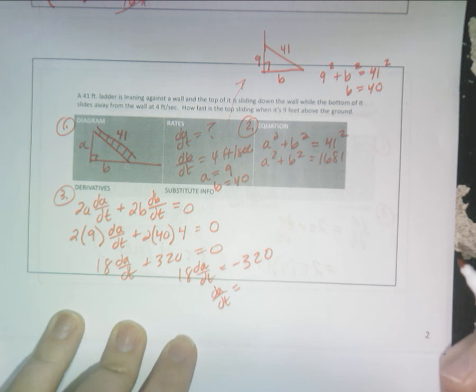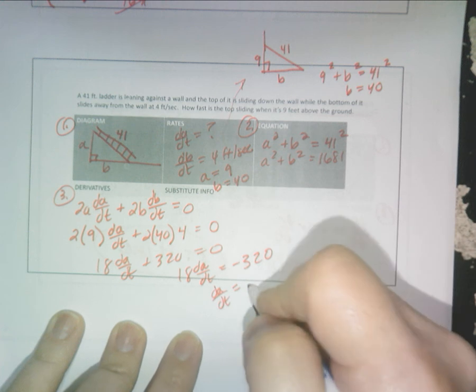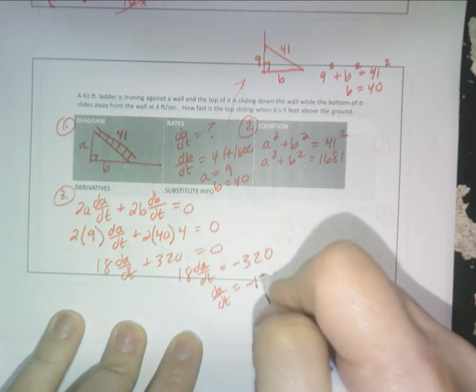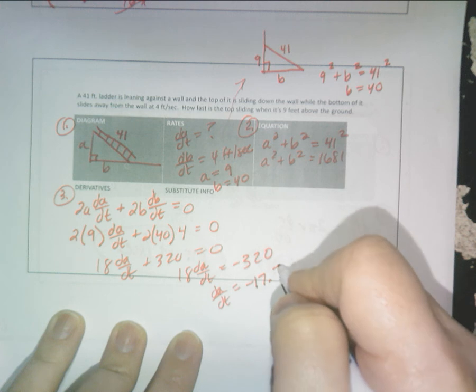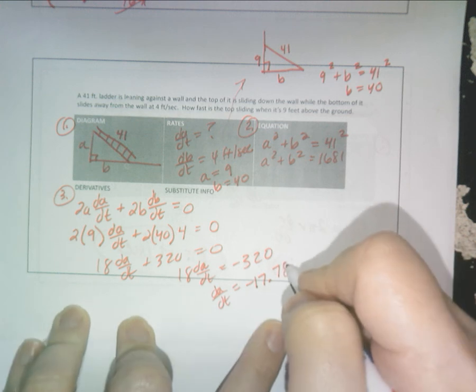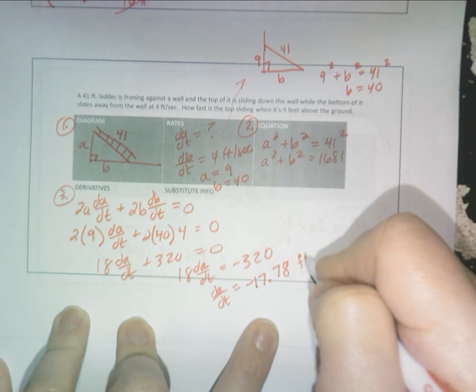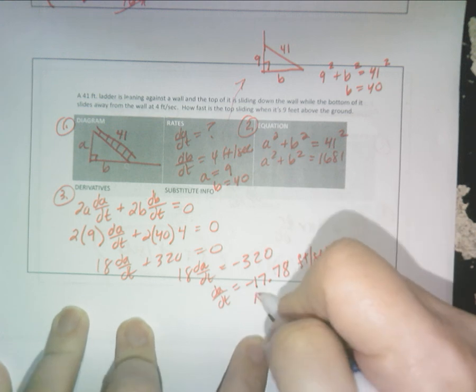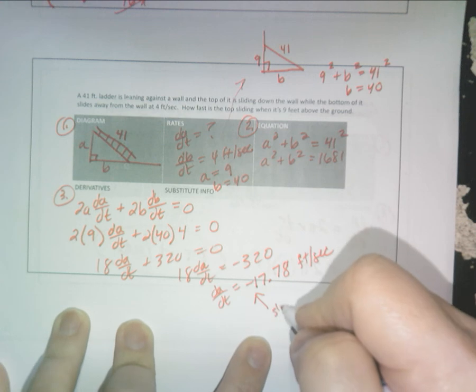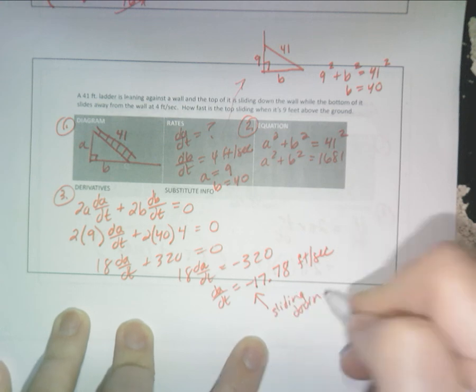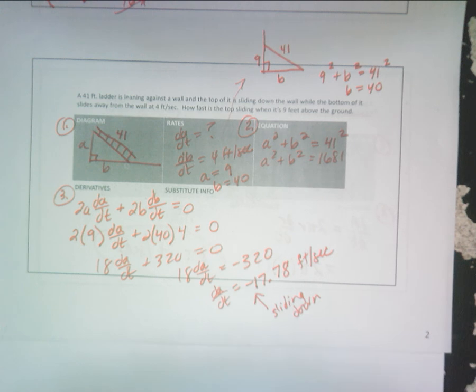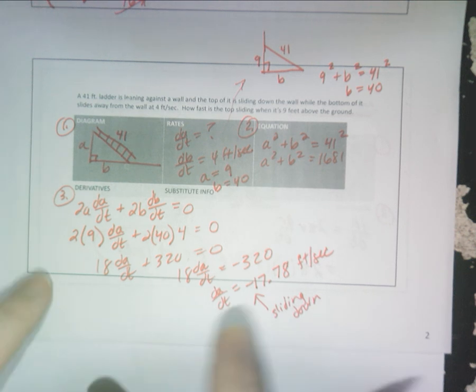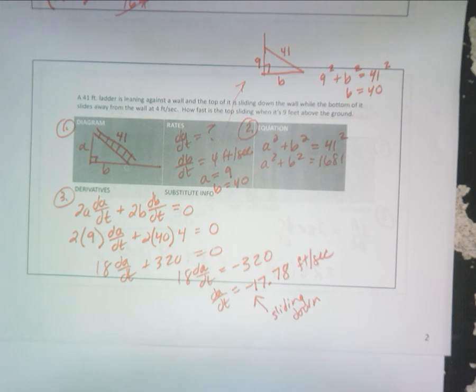Anybody know what negative 320 divided by 18 is? It's 4, no, I'm sorry. Negative 17.78? Yeah. Okay, and that is feet per second. And again, that's why it's negative, because it is sliding down the wall. So the rate at which it's sliding down the wall is about negative 17 feet per second. That's the only reason it's negative. So with ladder problems, you will have to do an extra Pythagorean at the end, right before you plug in your stuff. So FYI.